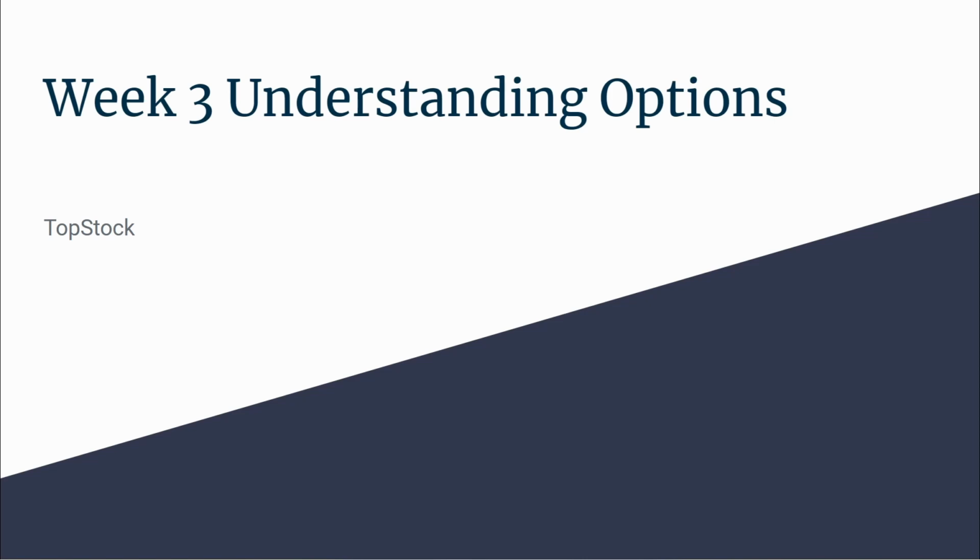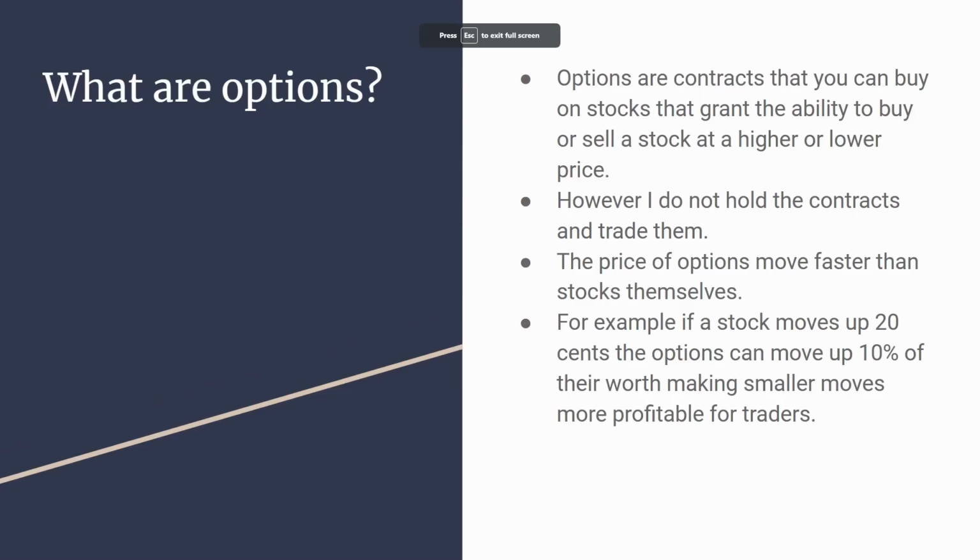it's understandable for everyone. So, what are options? Options are contracts that you can buy on stocks that grant the ability to buy or sell a stock at a higher or lower price. This is called exercising an option. I don't do that. I'll cover later on in the video what that means, but I don't exercise the options at all. I only trade them.